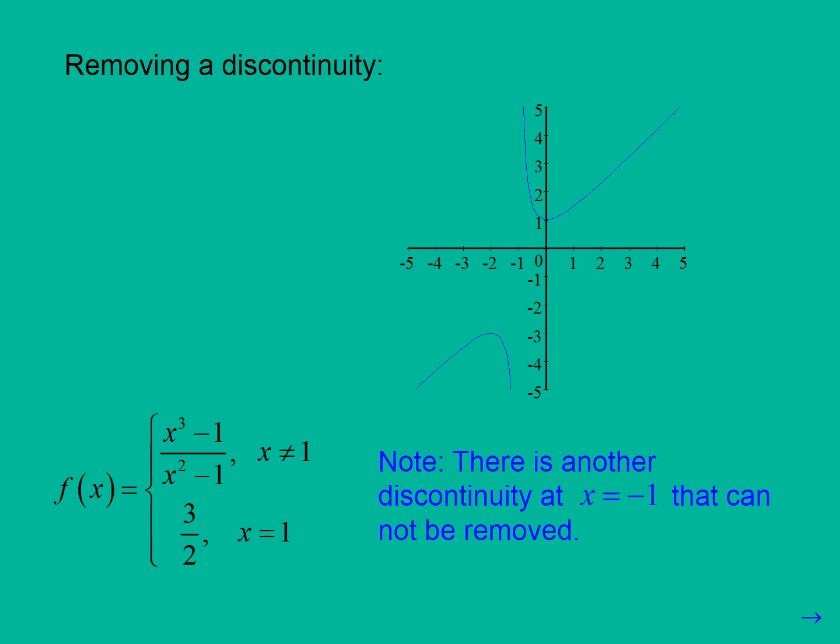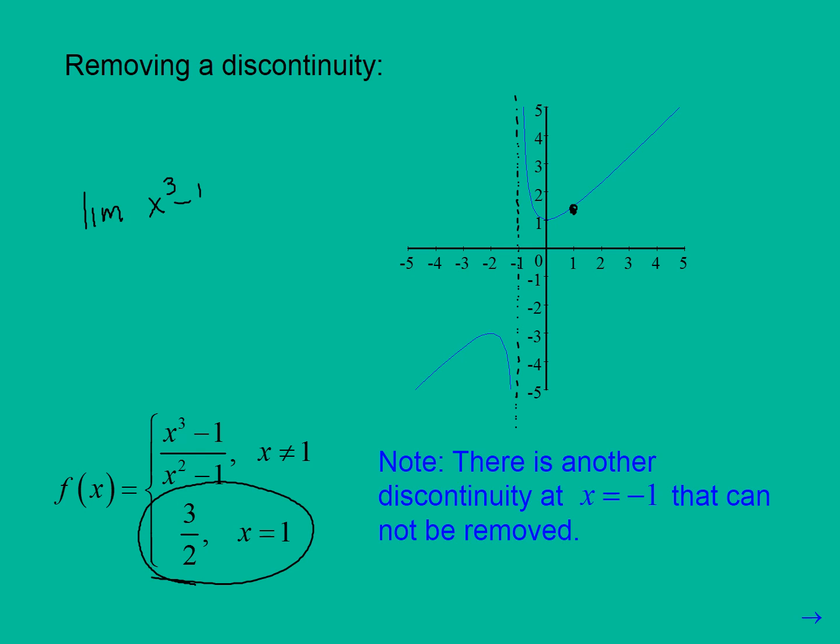So here's the graph of x cubed minus 1 divided by x squared minus 1. We can see the vertical asymptote at x equals -1. And at x equals 1, there would be a little hole there in the graph of the original function. But what we did is we created a piecewise function, and filled in that hole. And we made it continuous at that point. But at x equals -1, we cannot make it continuous.